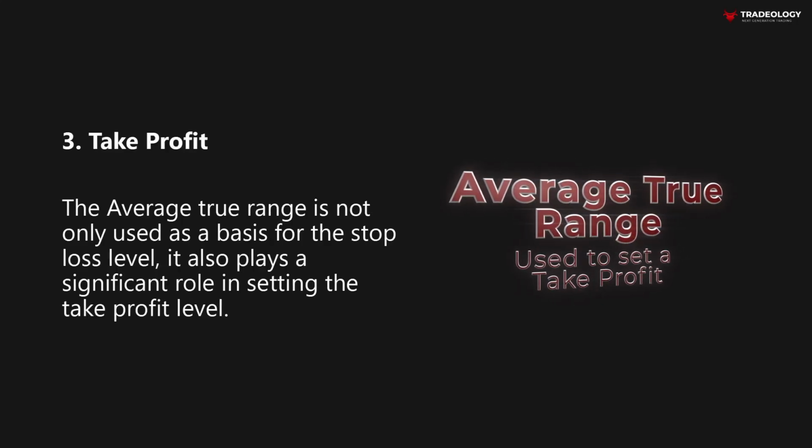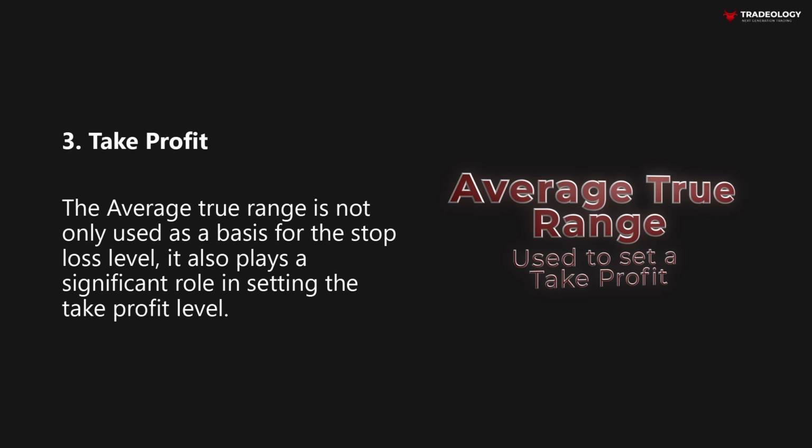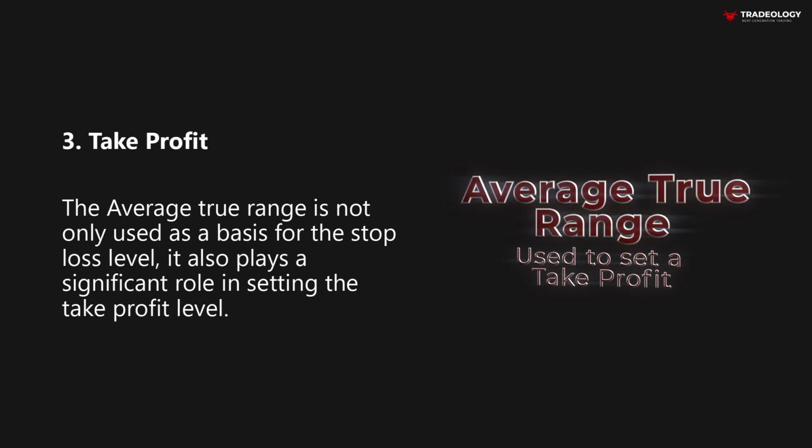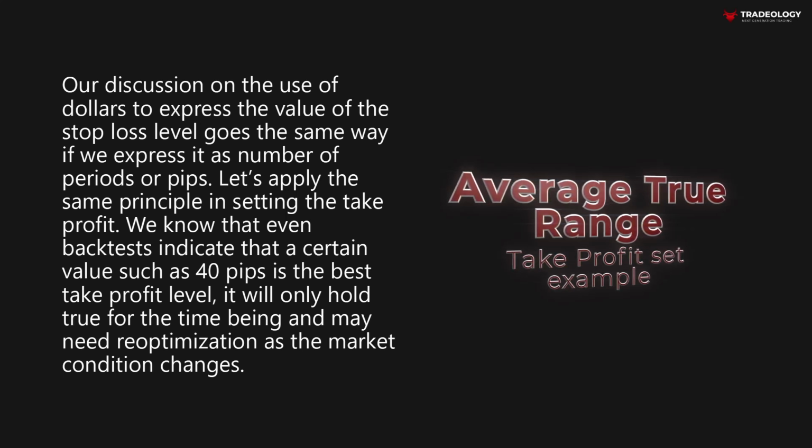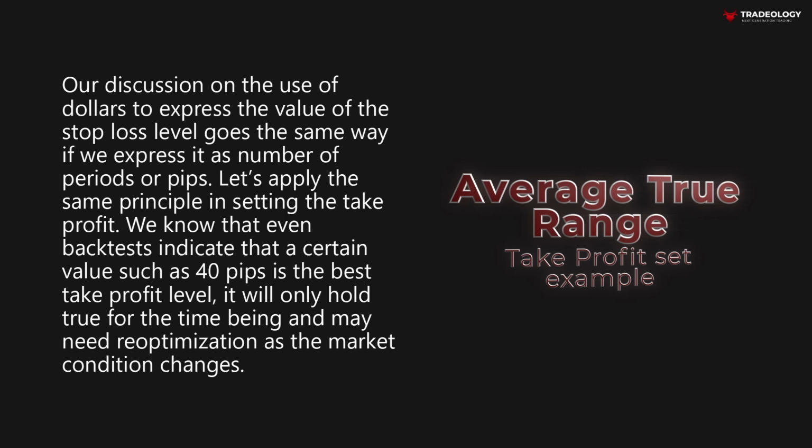Take profit. The average true range is not only used as a basis for stop loss levels, it also plays a significant role in setting the take profit level. Our discussion on the use of dollars to express the value of the stop loss level goes the same way if we express it as a number of periods or pips. Let's apply the same principle in setting the take profit. We know that even backtests indicate that a certain value such as 40 pips is the best take profit level.